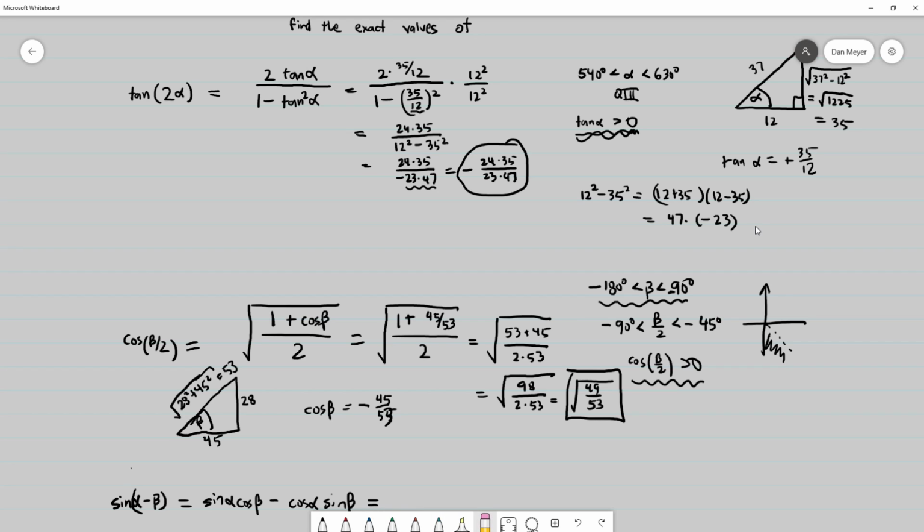Okay, so that's supposed to be a minus there. And that's supposed to be a minus there, minus 45, which makes this number 8. And makes this 4 over 53. All right. I'm glad I made that mistake so that you guys don't have to.